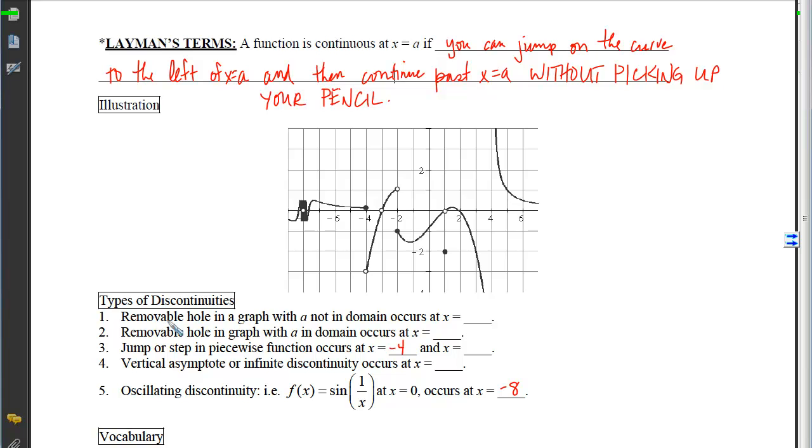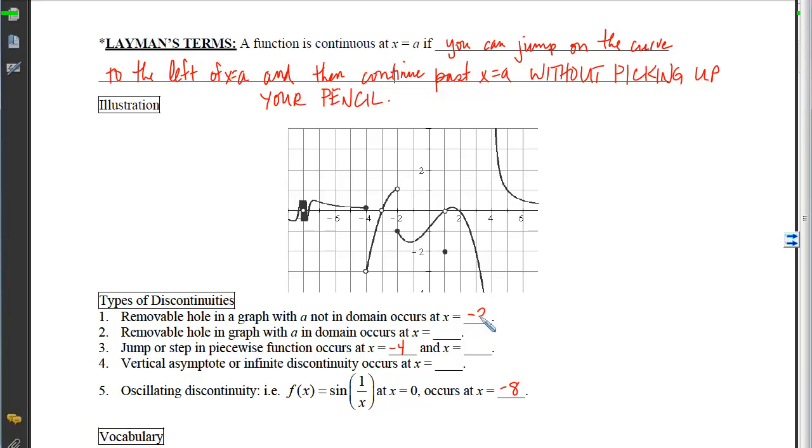So now here we can see that we've got two different types of removable holes. One says A is not in the domain and the other says A is in the domain. If A is in the domain, that means you can plug A into the function and get a y coordinate. That means you have a point on the graph whose x coordinate is A. And if we look here, we can see there is no point on the graph that has that x coordinate of A. So in this case, it's a removable hole in the graph with A not in the domain.